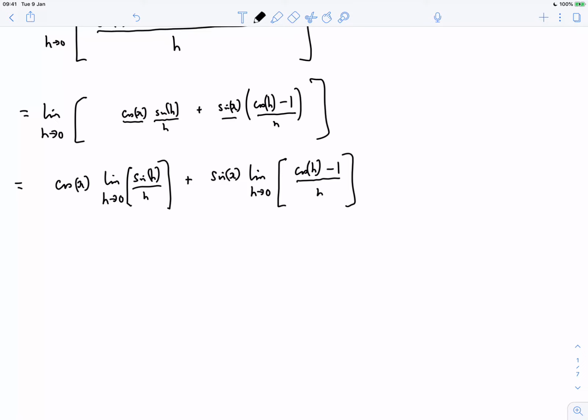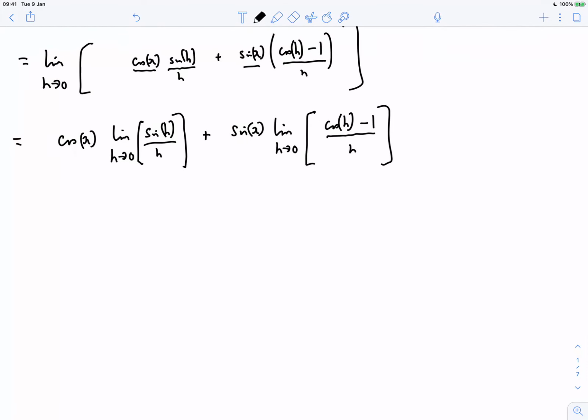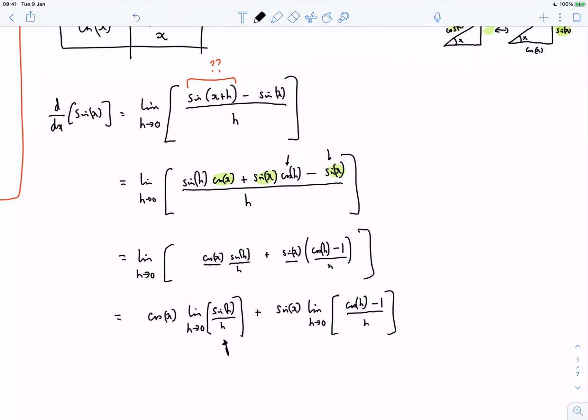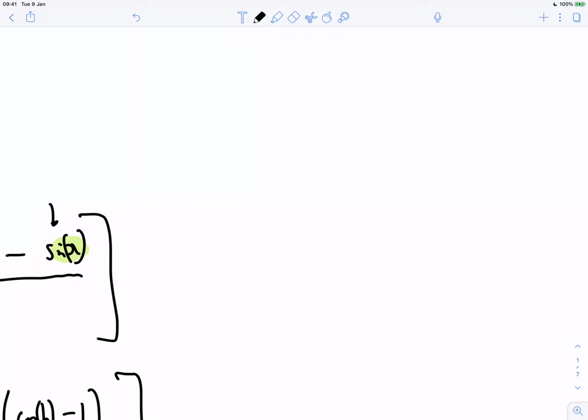Okay, now we're going to have to evaluate both of these limits when h tends to 0. One of them is easy, one of them is a little bit tricky, but they're both doable. So the first one I'm going to start with is sine of h over h. Now that's the trickier one, and you're going to have to bear with me a second, because I'm going to ask you to consider the following shape.